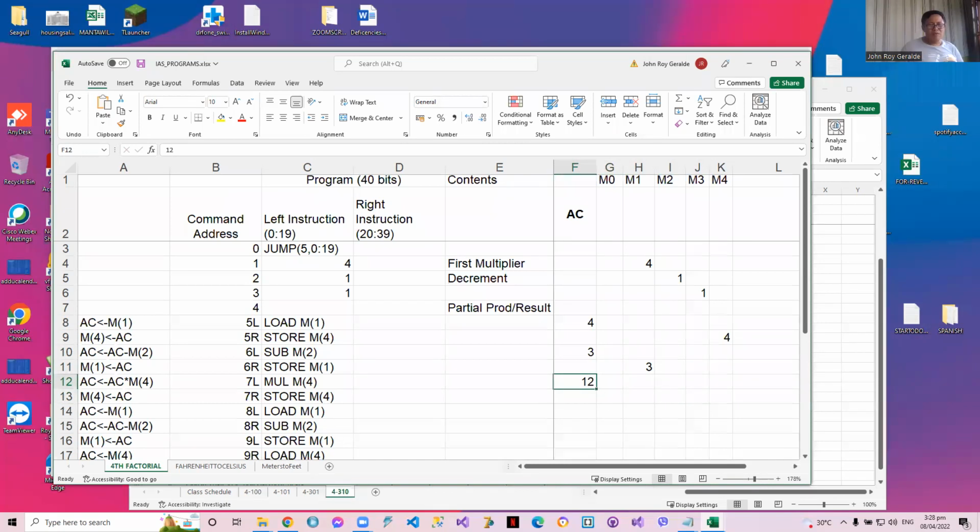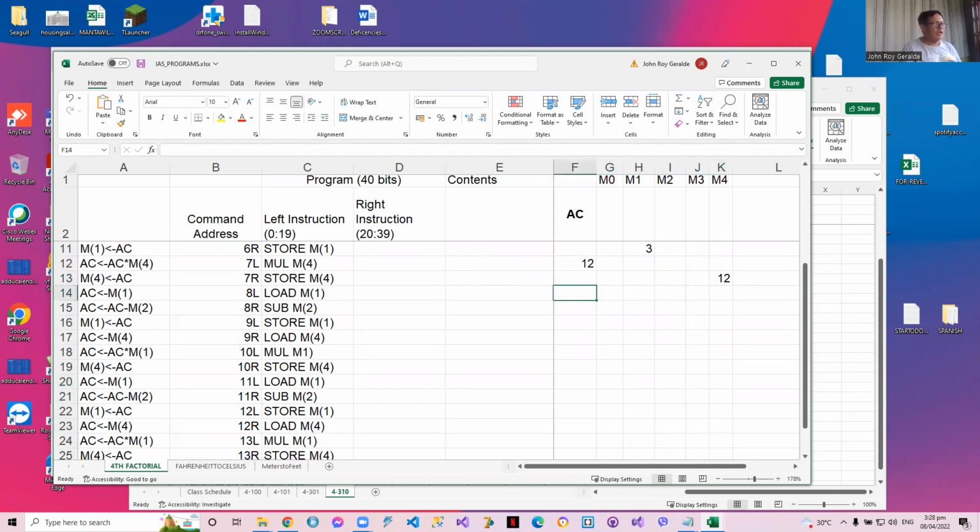Kasi in the analytical engine, you load M4 before you do a mul. Shortcut ito sa kanya. Okay? Then we say, store M4. This 12 here is transferred to M of 4. Okay?